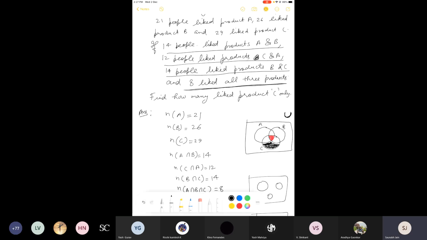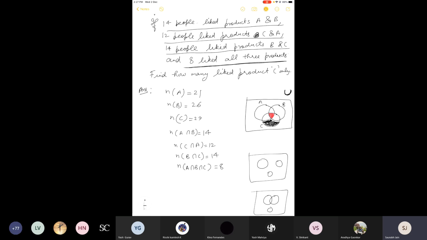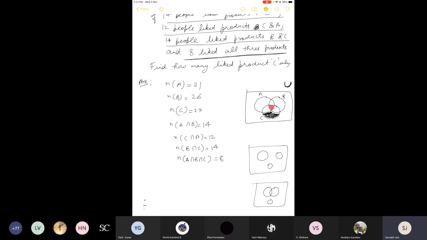But what is the question? We have to find the number of elements which are in this black region. Okay. So how to find this? With the help of these, I can find N(A union B union C) using the result. Okay. But what about this? Our answer, what exactly we have to write?